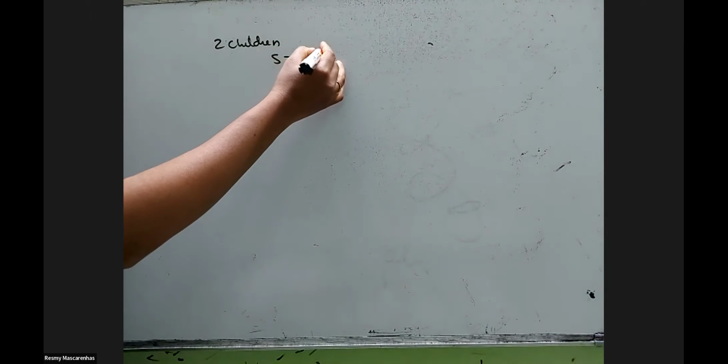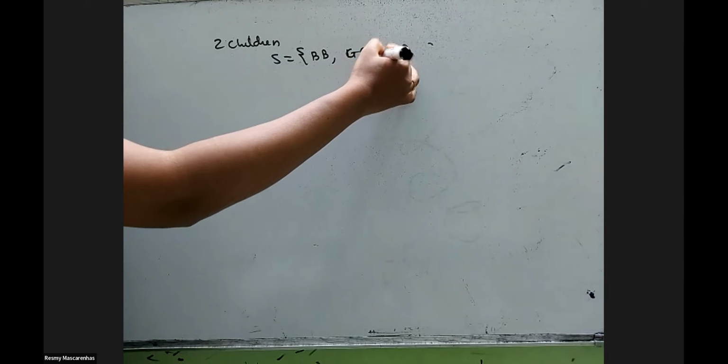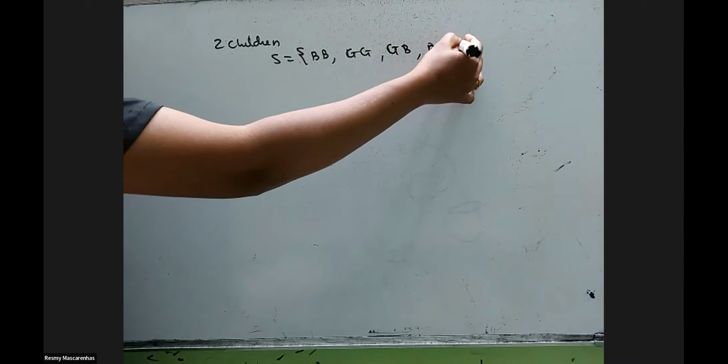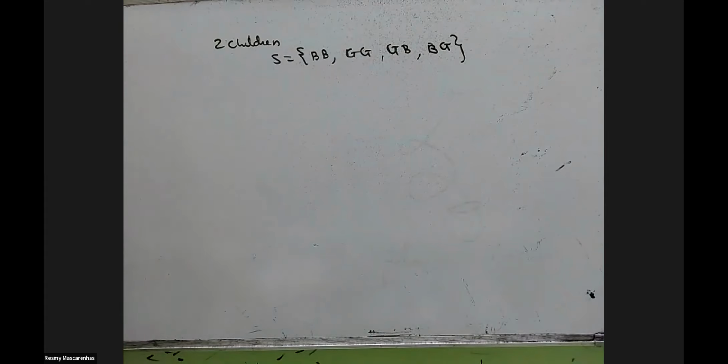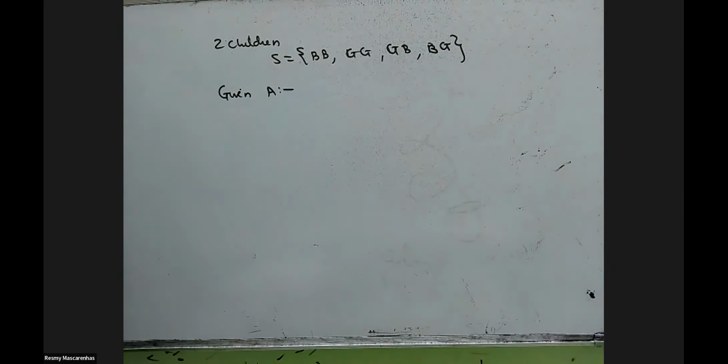We have 2 children. The sample space will be boy-boy, boy-girl, girl-boy and girl-girl. So the first one is a boy, second one is a girl. So these are the possibilities of the 2 children. Now, what is given? Given we will take as A: at least one of them is a boy.